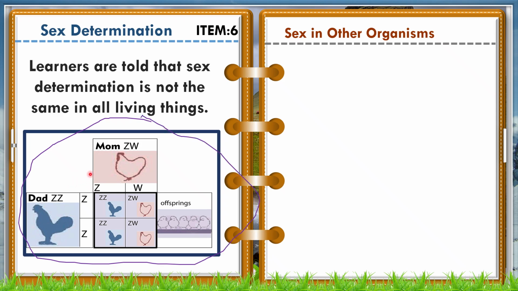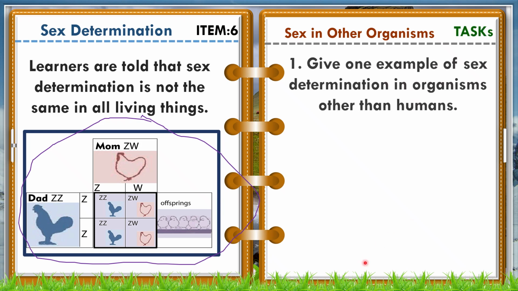When you look here, we have the birds. The male bird has chromosome ZZ, and the female bird has chromosome ZW. Let's move to the tasks. Our task requires us to give one example of sex determination in organisms other than humans.